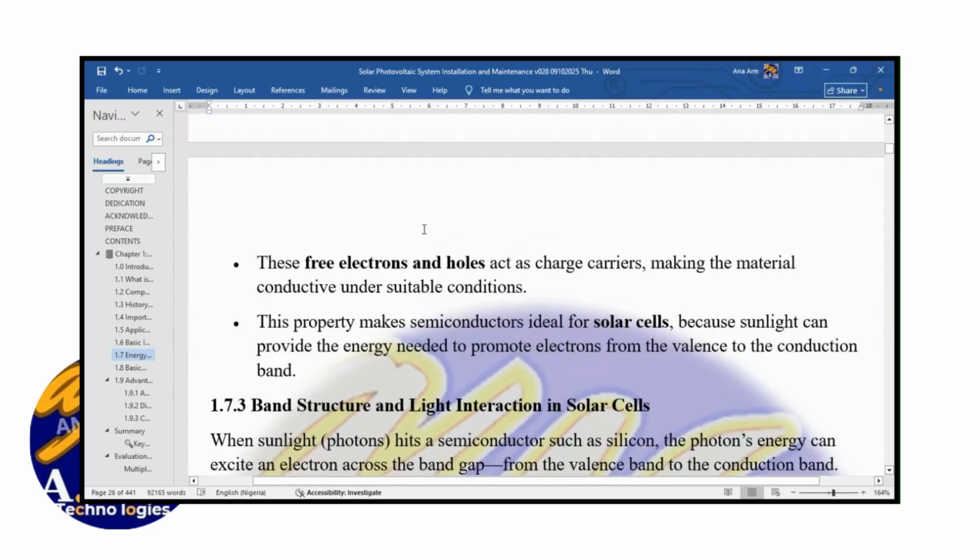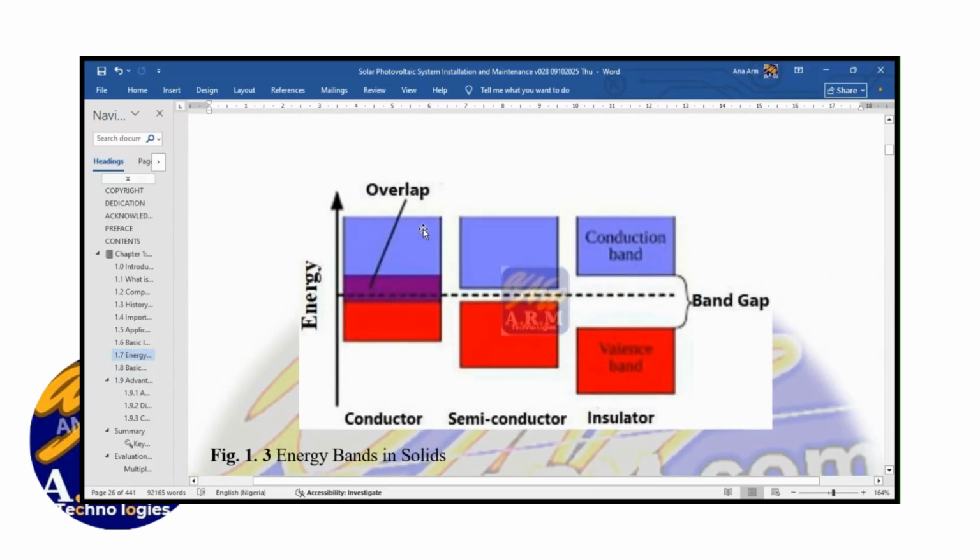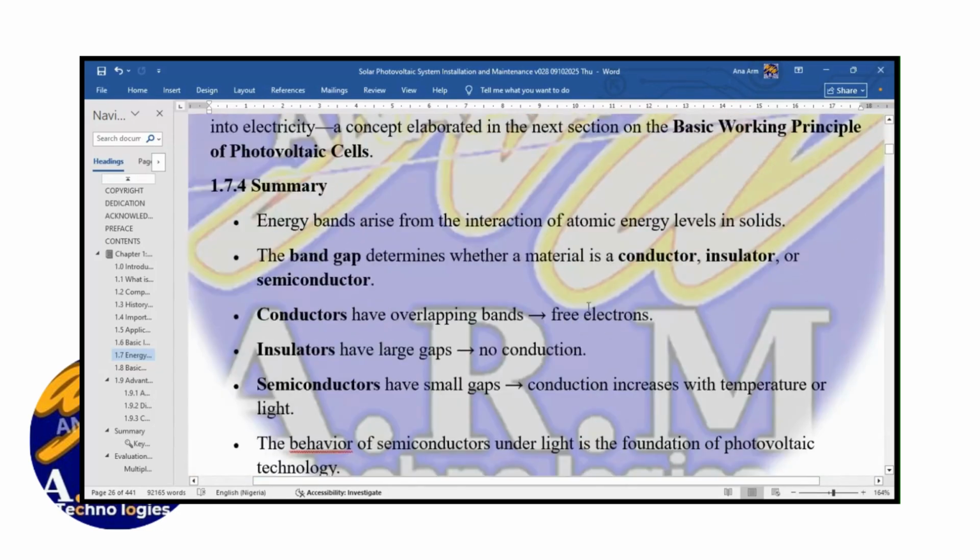Let's take a look at the diagram. Here is the diagram representing the energy band. This is the conduction band and this is the valence band. The gap between them is what we call the band gap. So we are coming to that later.